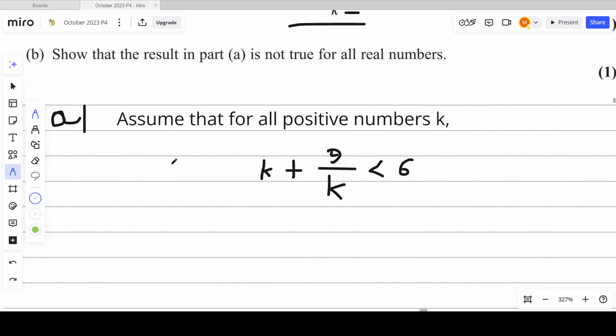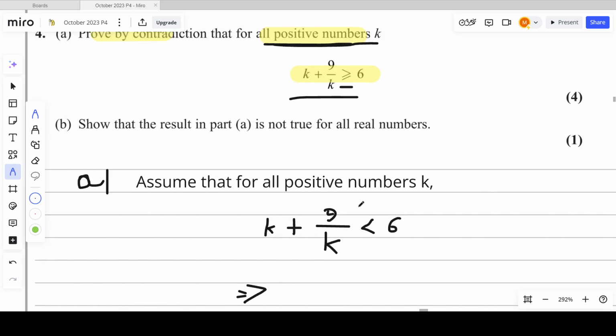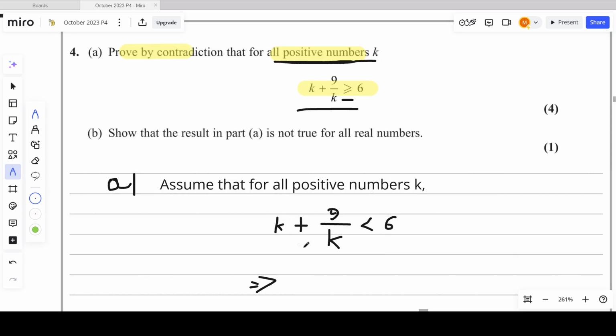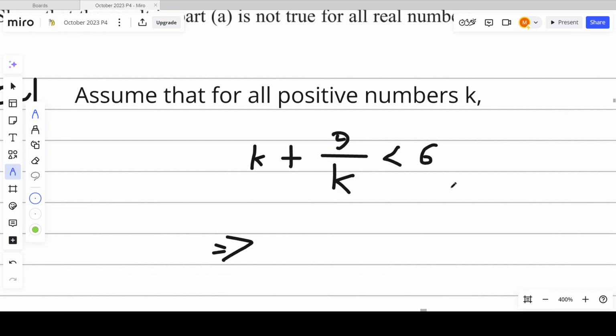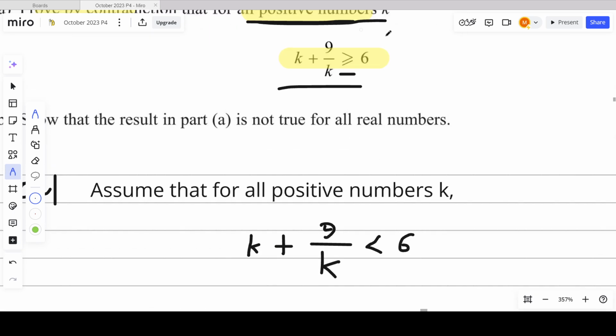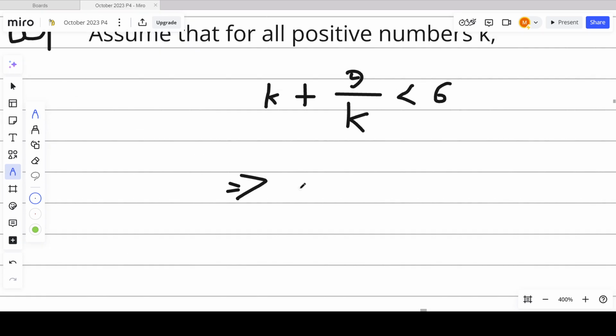Now we need to do the workings. In contradiction we consider the opposite thing as true, and considering that fact we do the workings. So how can we do the workings? At first, we need to simplify this inequality. Since k is positive, we can multiply both sides by k without changing the sign. So that would be k squared plus 9 is less than 6k.